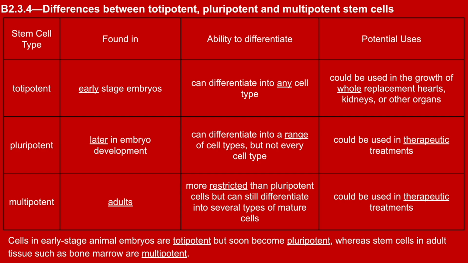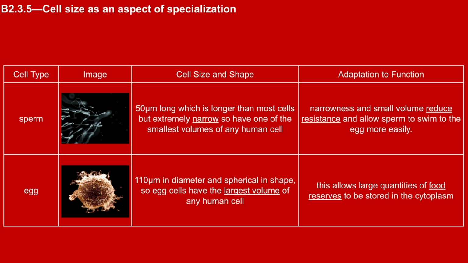Next up, let's look at some examples of cell size as an aspect of specialization. Let's start by comparing sperm versus egg. Sperm are tiny and narrow compared to eggs, which are the largest cell in the human body. Now, this makes sense because the role of the egg is to store large quantities of food reserves. For that whole week, it's traveling down the oviduct. It's self-sufficient until it is able to reach the uterus and form a placenta that can then get more nutrients from the mom. Sperm, on the other hand, their whole job is to swim and move towards that egg.